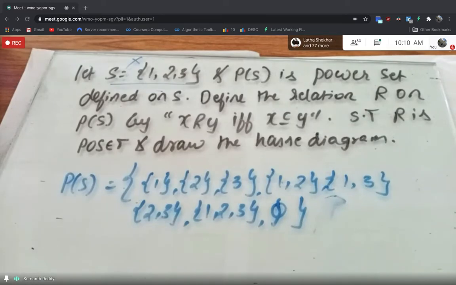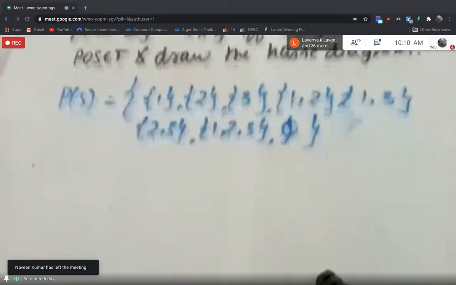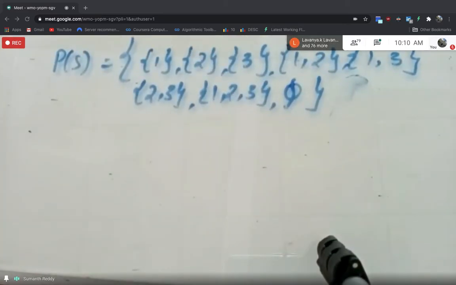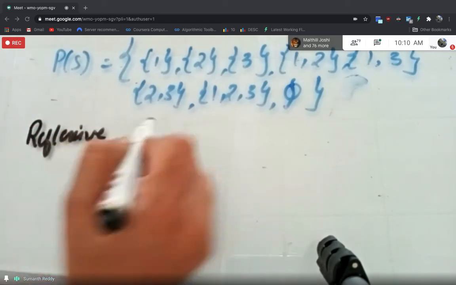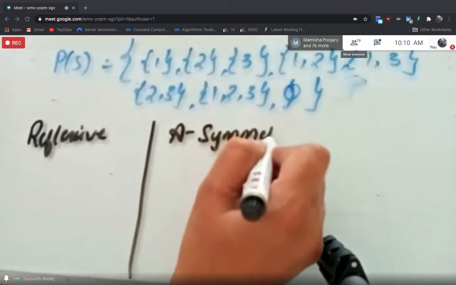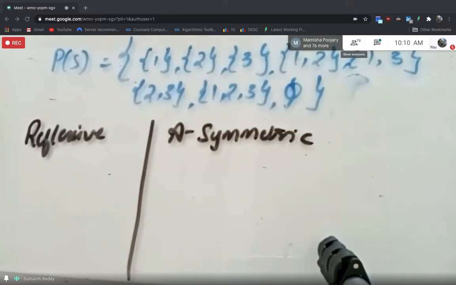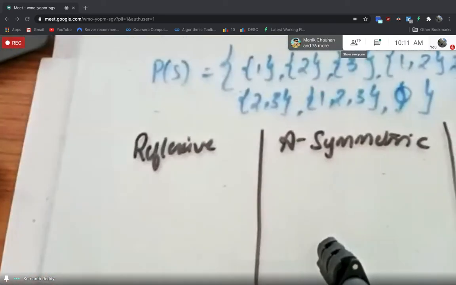Before that, he is asking you to check whether the relation is a partial ordered set or not. Previously we proved whether the divisibility relation is a partial ordered set or not. So this time let me prove this for subset. In order to prove whether subset is a partial order or not, again same thing, I need to check for the reflexive property, then the antisymmetric property, and finally the transitive property, right? So first let me check for the reflexive property.